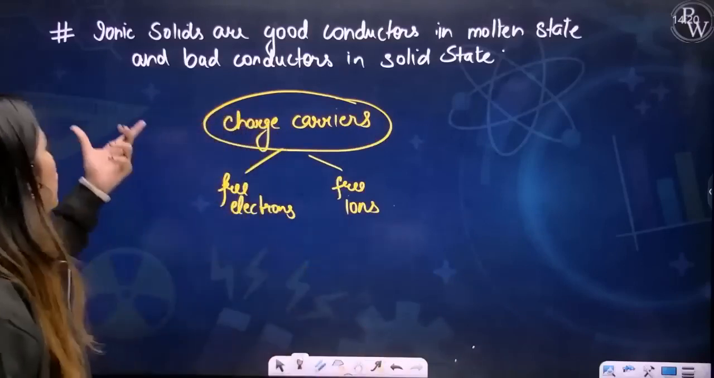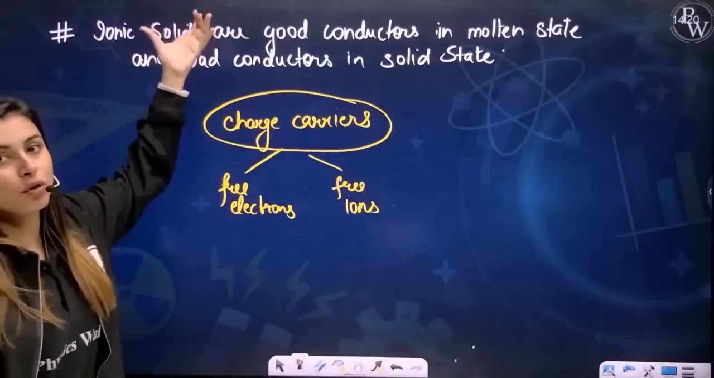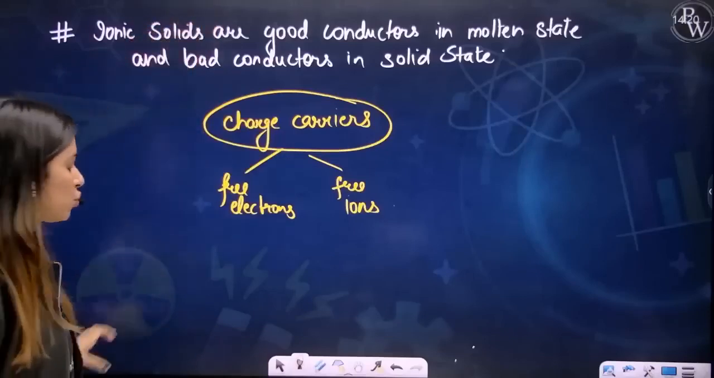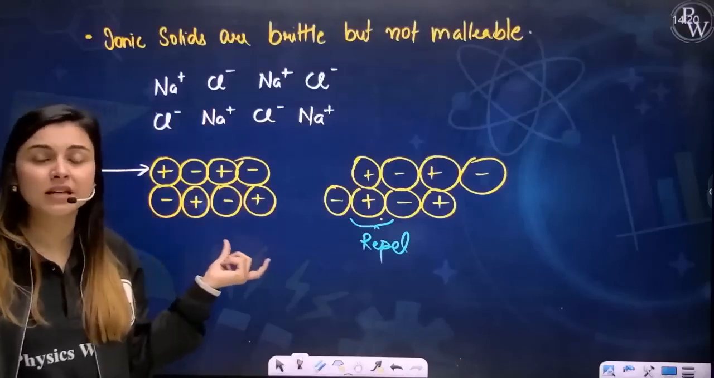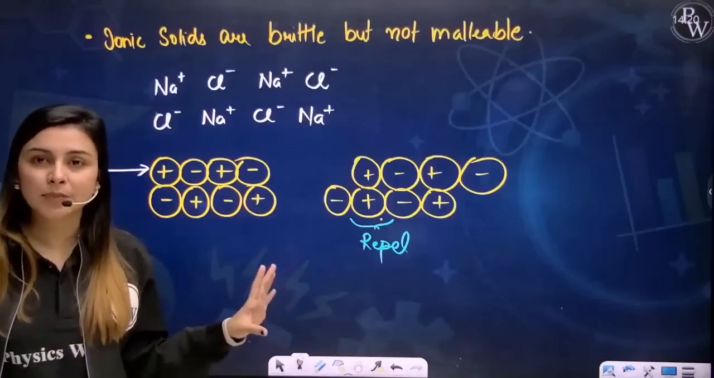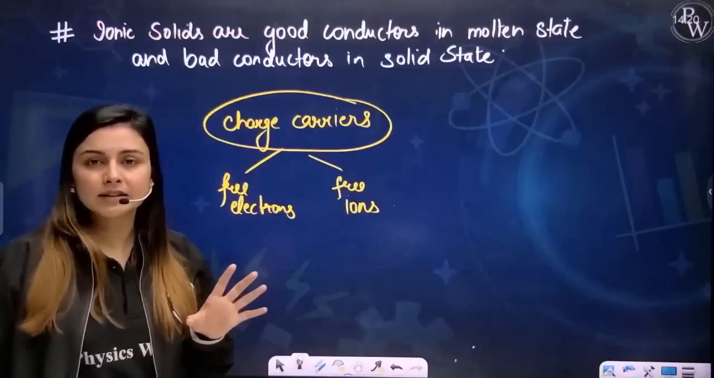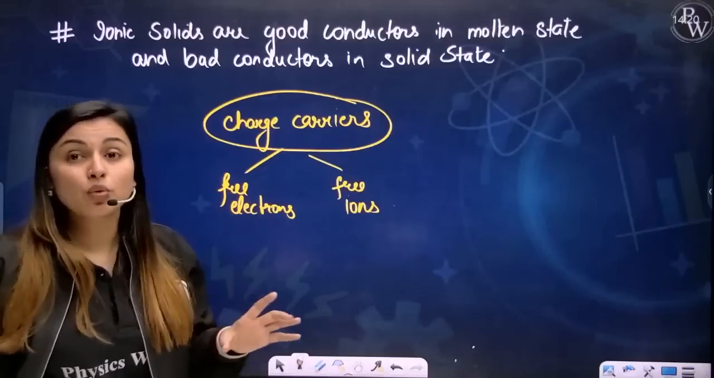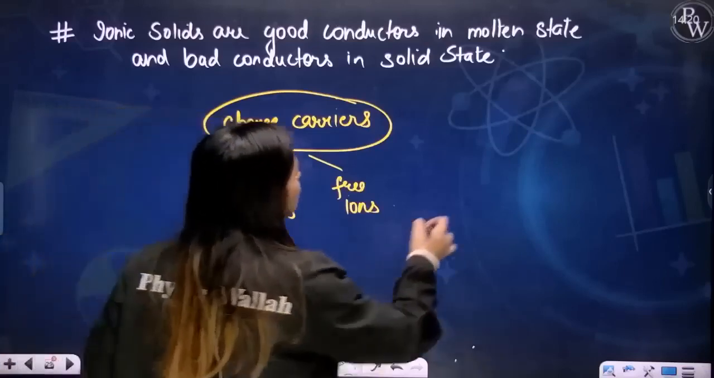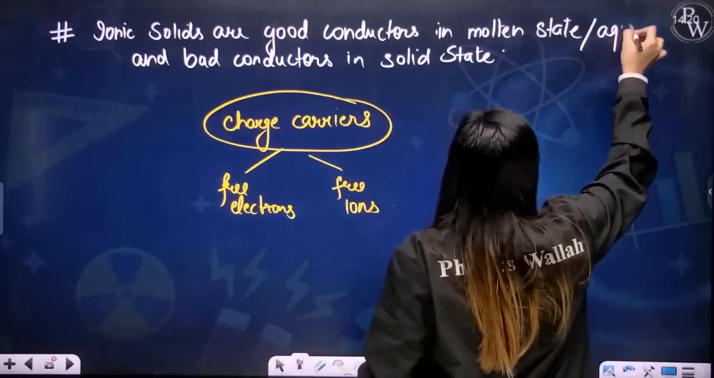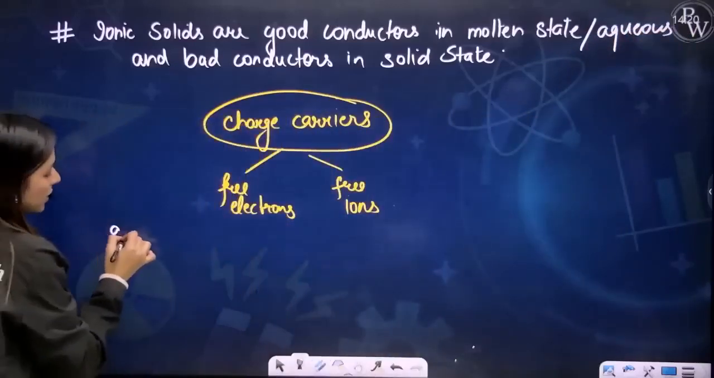If you talk about the solid state of your ionic solid NaCl, my dear students, what will you see? It is fixed. Every position is fixed. There are no free ions present there, right? Yes. So in the solid state, no free ions are present. But if you talk about their molten state or their aqueous state, it's better you say aqueous state here. So if you talk about their aqueous state, what will happen?